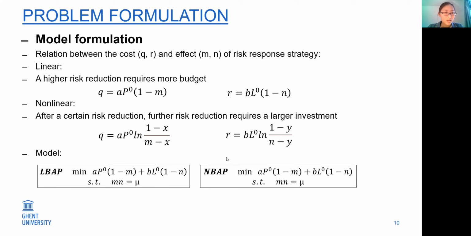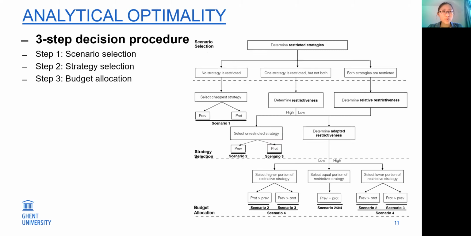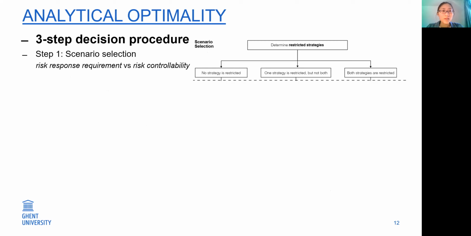By deriving these two models, we can draw a three-step decision procedure with which the project managers are able to determine the budget allocated to each risk response strategy. This three-step decision procedure consists of the scenario selection, the strategy selection, and the budget allocation. In the first step, the scenarios and the restricted strategies are determined based on the comparison between risk response requirement and the risk controllability.